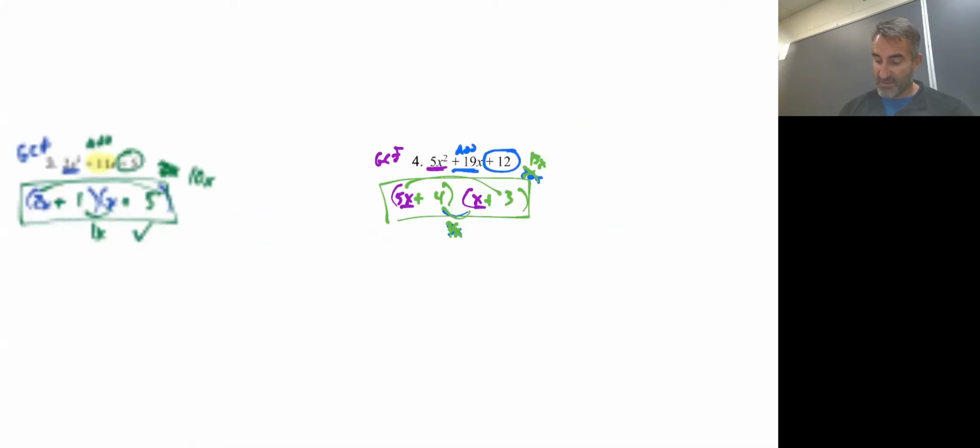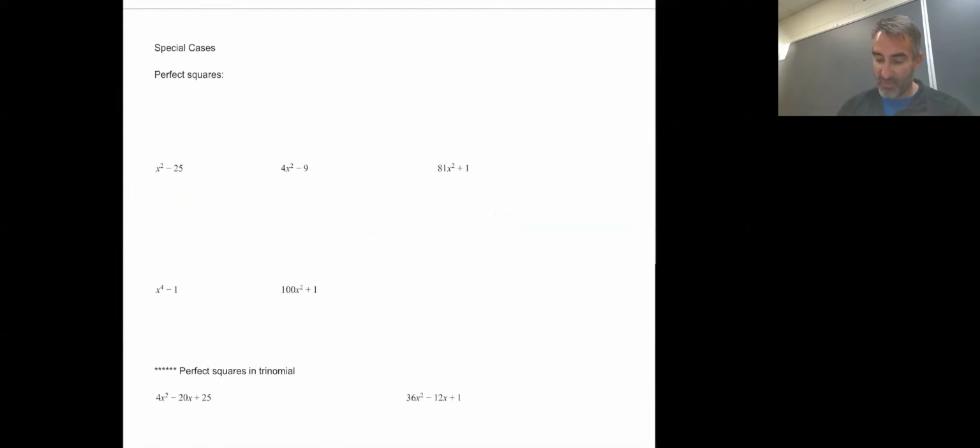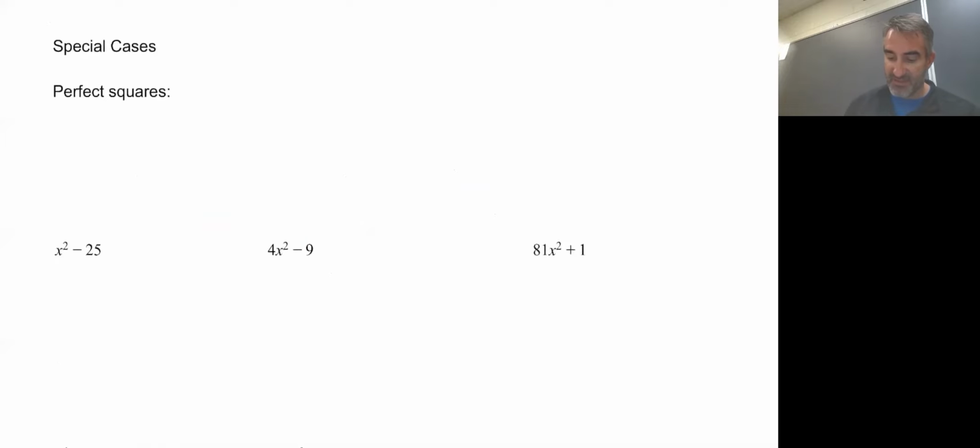All right. So now remember, if they don't factor, they can be prime, but with a leading coefficient other than 1, you have to try multiple things. All right, multiple things. Okay, now here are some fun things. These are the special cases.